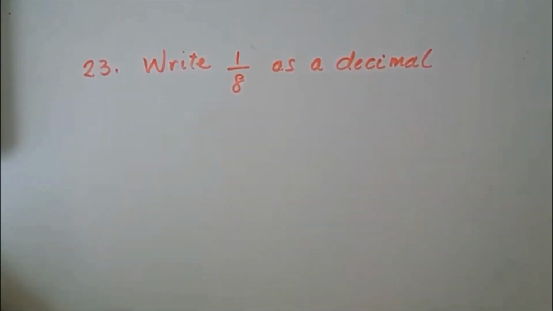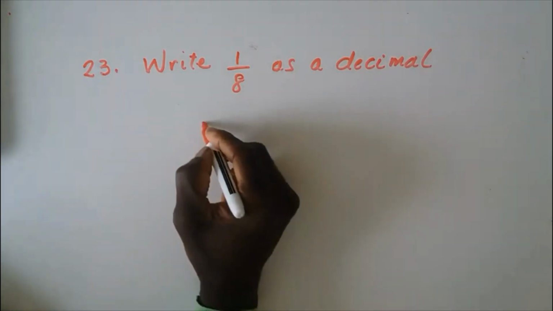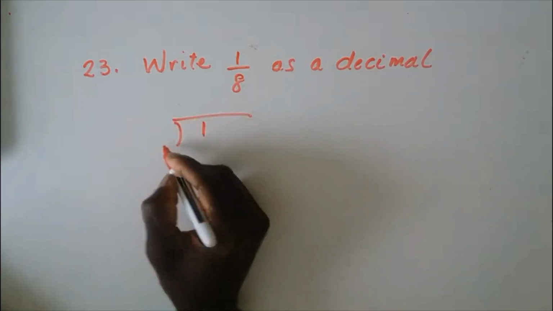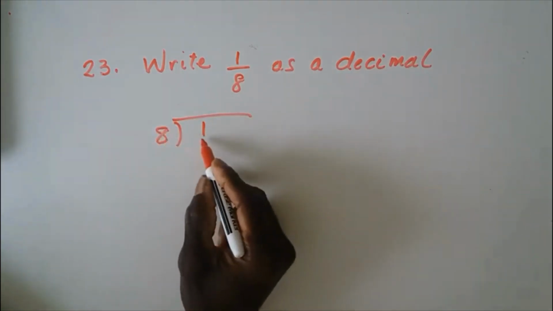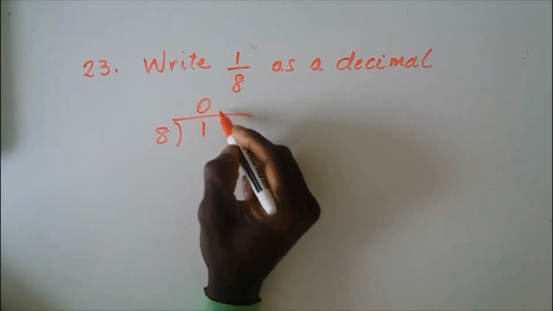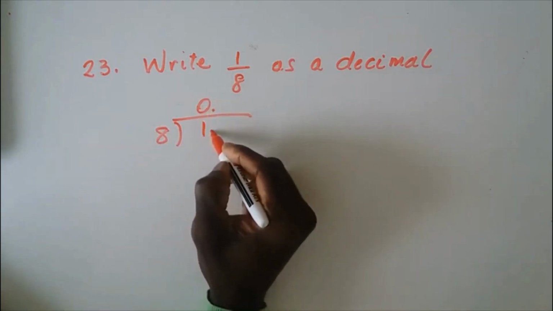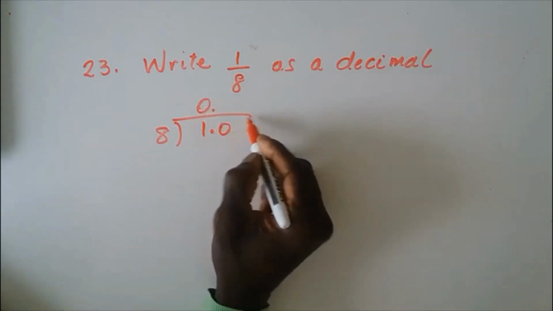Write 1 over 8 as a decimal. Well, this, as I mentioned early on, means 1 divided by 8. So 1 divided by 8. How many 8s are there in 1? None. We have a decimal point here and 1 here, and we had 0.